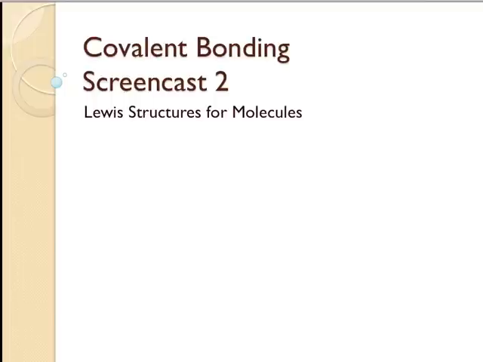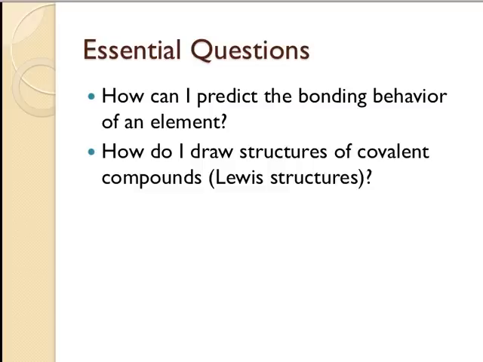Alright, covalent bonding unit. This is screencast 2. We're going to be talking about how to draw Lewis structures for molecules. Essential questions for this unit are: how can you predict the bonding behavior of an element, and how do you draw Lewis structures of covalent compounds? And Lewis structures are diagrams that represent the molecule and show the bonding between atoms in that molecule.